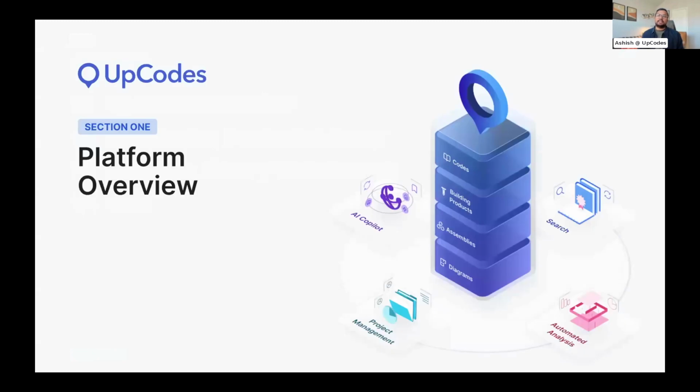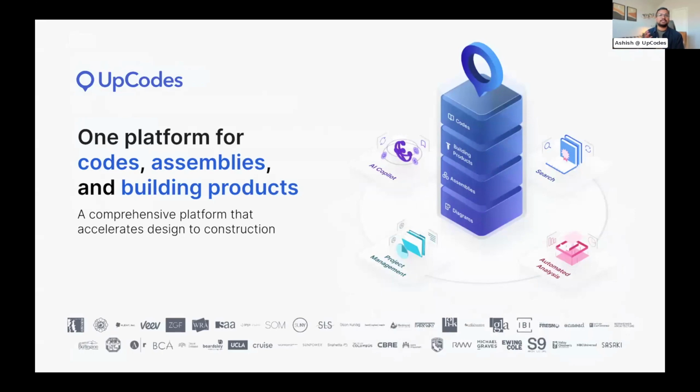So let's take a few minutes to look at the UpCodes platform. Historically, we've developed UpCodes to help you determine code requirements for your project. This happened through our expanding code library with over 6 million sections of code and dedicated workflows to parse regulations.